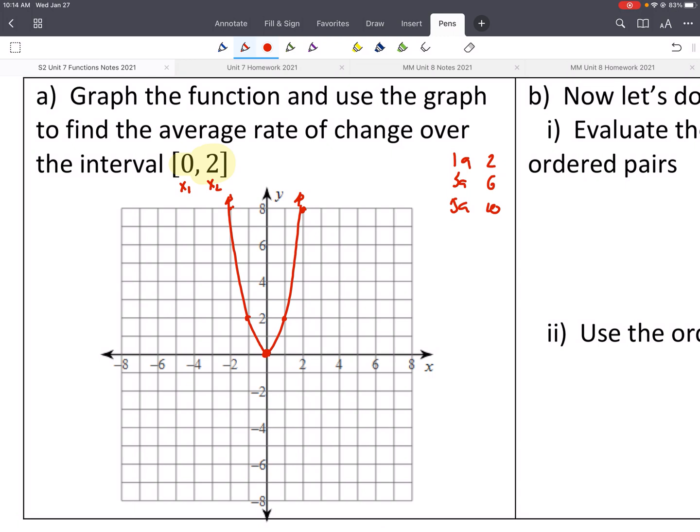But just by looking at the graph from 0 to 2, we can just do rise over run. So at 0, y is 0, and we want to figure out what it is at 2. So this would be our other point, and we could just do rise over run. So 8 over 2, or 4. So the average rate of change over this interval is 4.